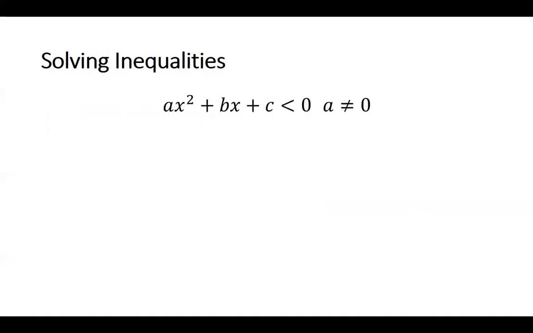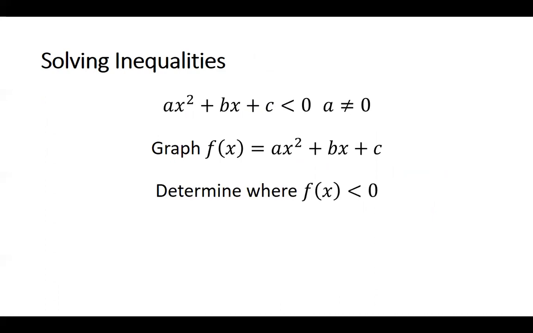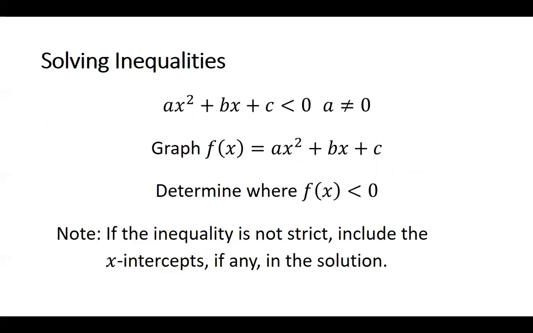Well, what happens if we do the opposite? If we're trying to solve an inequality where ax squared plus bx plus c is less than 0, a obviously not equal to 0, we do the exact same thing. Graph the function f of x is equal to ax squared plus bx plus c. Determine where that function is less than 0. If it's not a strict inequality, then we'll include the x-intercepts in the solution.